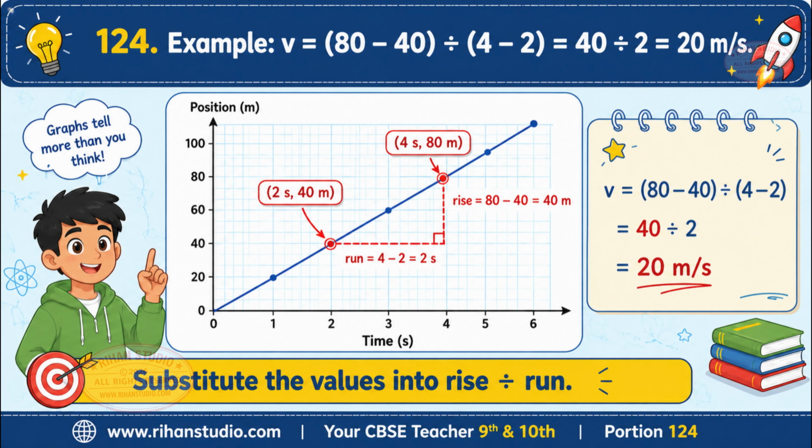Example: V equals 80 minus 40 divided by 4 minus 2, which is 40 divided by 2 equals 20 meters per second. The work: substitute the values. 80 minus 40 divided by 4 minus 2 gives 40 divided by 2, which is 20 meters per second.